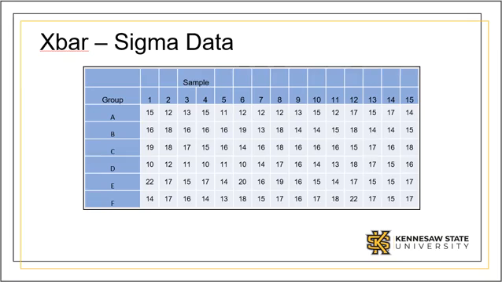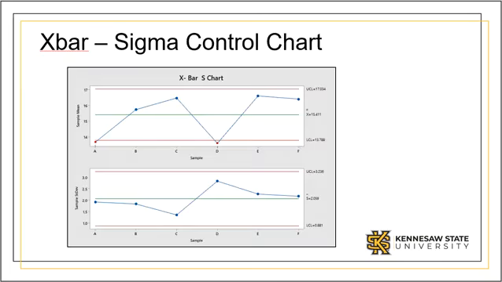Let's expand on our last example. Now we have a subgroup size of 15 for 6 groups. The XBar and S charts are shown here.